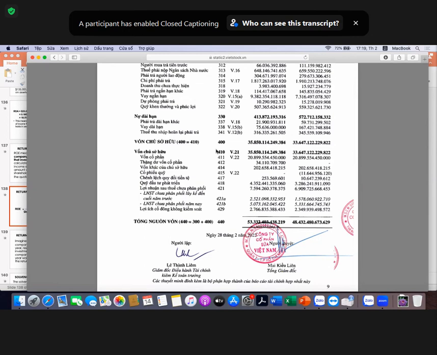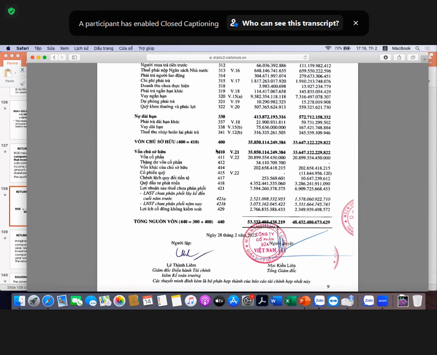What is the return on equity of 2021 and 2022? In 2021 it is about 30%, and in 2022 it is about 30.5%. I'm sorry, 33%. Yeah. What does it mean?